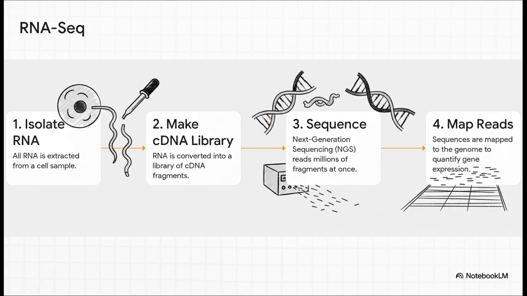But these days, the gold standard is RNA-seq. It's a total game changer. Instead of just seeing relative colors on a chip, RNA-seq literally sequences all the RNA in the cell. This gives us an incredibly precise picture of what's going on. We can even discover totally new genes or different versions of existing ones. It's so much more powerful.